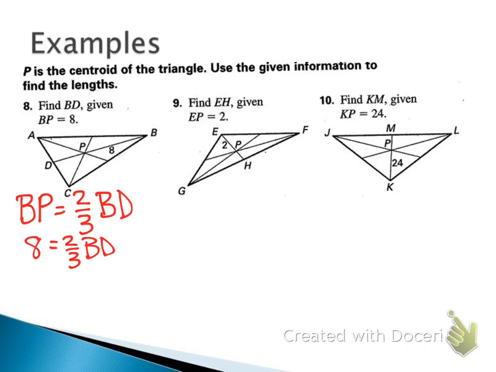But then that means we have to get BD by itself. How am I going to get BD by itself? Brandon? Right now, what operation is going on with the 2/3 and the BD? We're multiplying. How do we undo multiplication? Do we divide by fractions? What do we do instead? Multiply by the reciprocal. So we're going to multiply both sides by 3/2. That's going to get rid of those fractions on the right side.